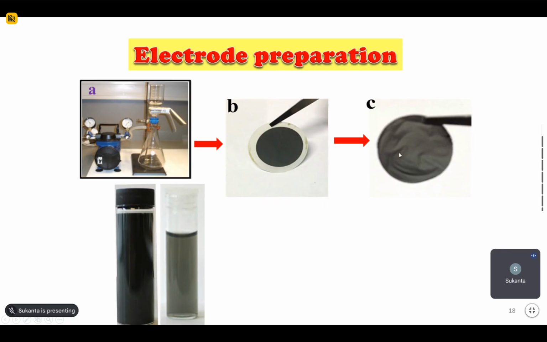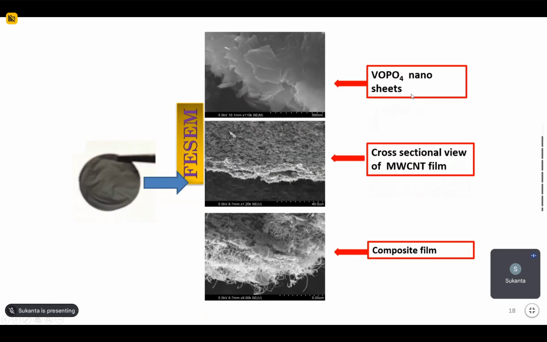For example, we have prepared here vanadium phosphate. I didn't show you here how to prepare this vanadium phosphate. We have prepared it using the reflux method. So vanadium phosphate nanosheets, here are the FESEM images, and this is the cross-sectional view of a multi-wall carbon nanotube film. This multi-wall carbon nanotube film we have prepared using vacuum filtration, and this is the composite film of multi-wall carbon nanotube and the VOPO4. This is the cross-sectional image of the freestanding film.